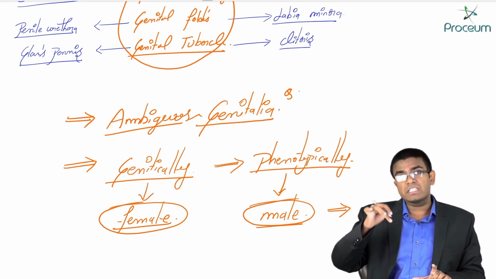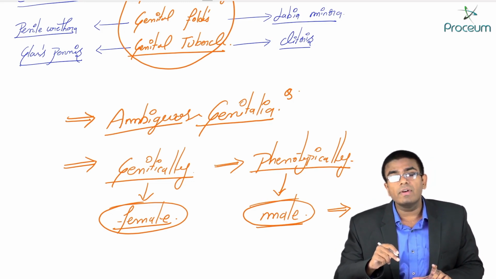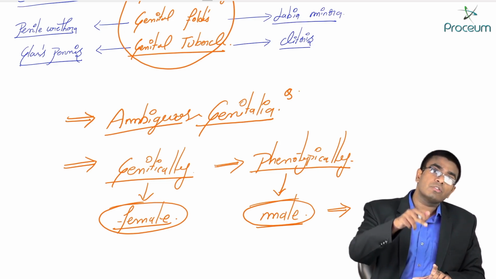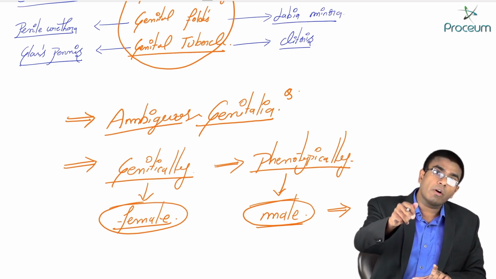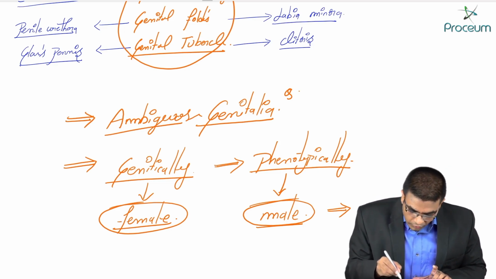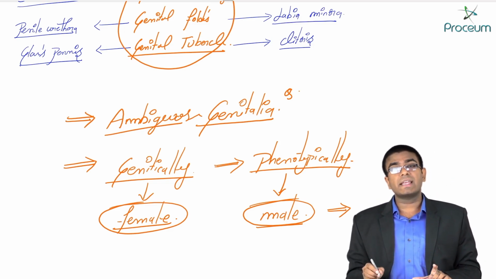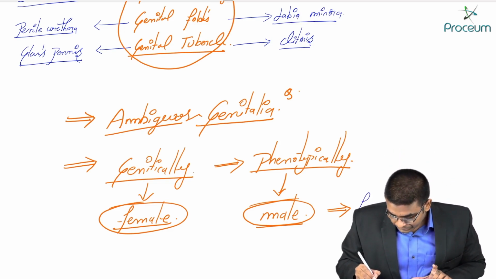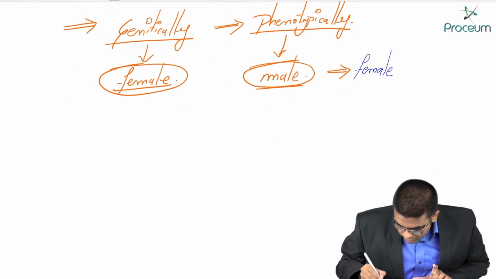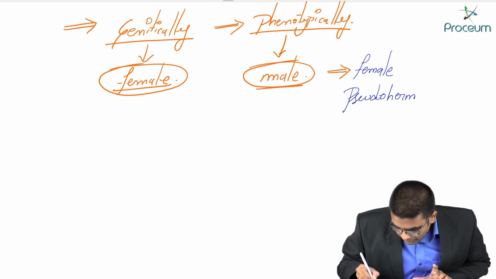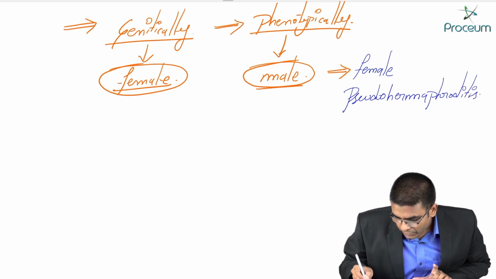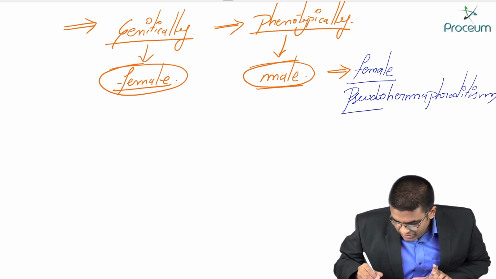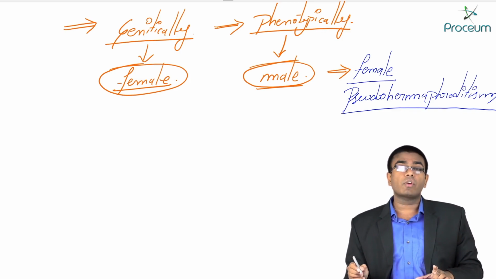Especially, congenital adrenal hyperplasia is an example of a female looking like a male. So, it is known as female pseudohermaphroditism. Now, please don't forget, congenital adrenal hyperplasia is an example of female pseudohermaphroditism.